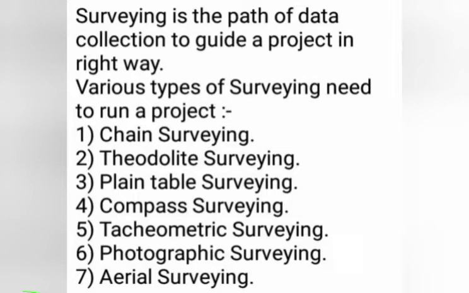In the types of survey, chain survey is used for distance measurement and area calculation by chain or normal steel tape. Theodolite survey is just a step back of total station survey. Plane table is a location survey with marking of permanent structures, which gives the idea of the area of the project. Compass surveying is made by magnetic indicator. Tachometric, photographic, and aerial survey are to be discussed later.